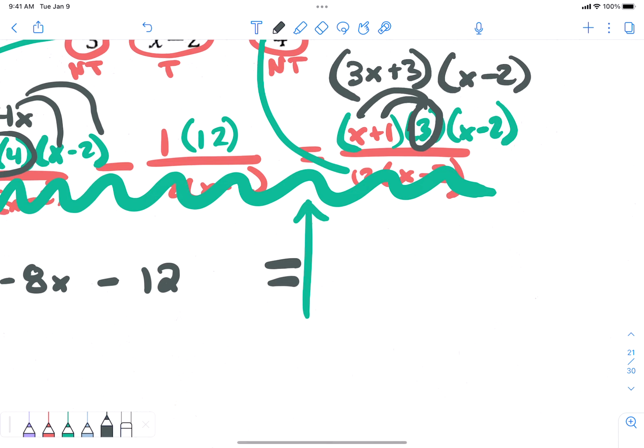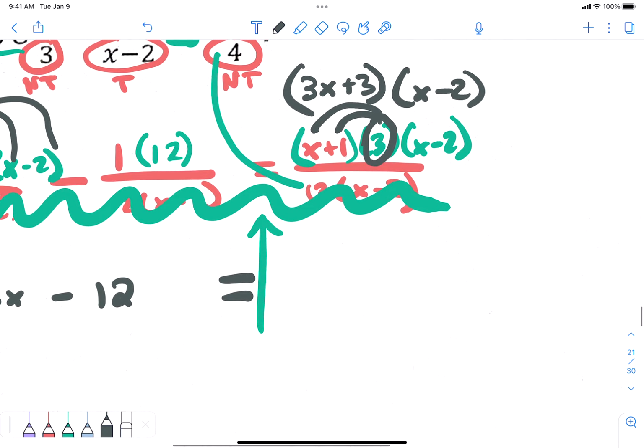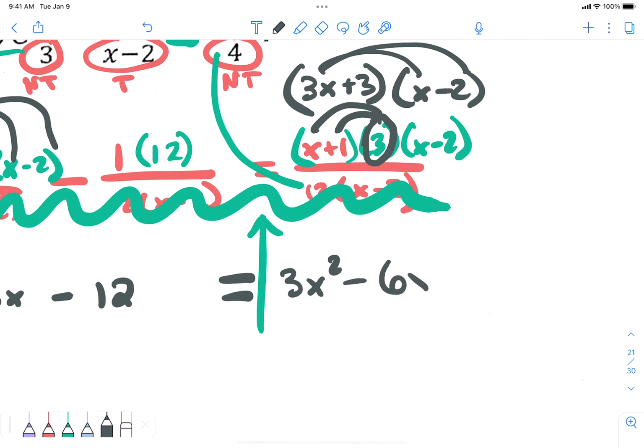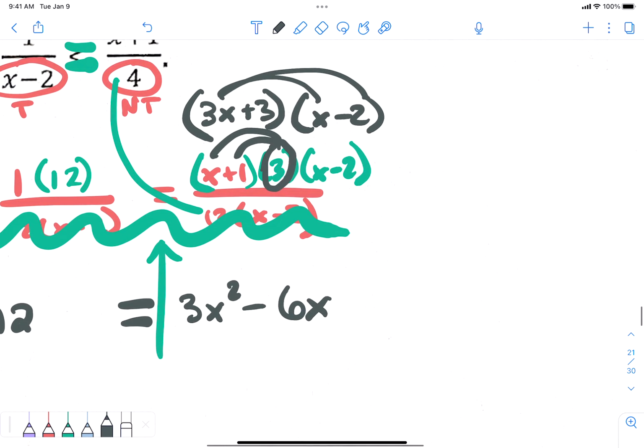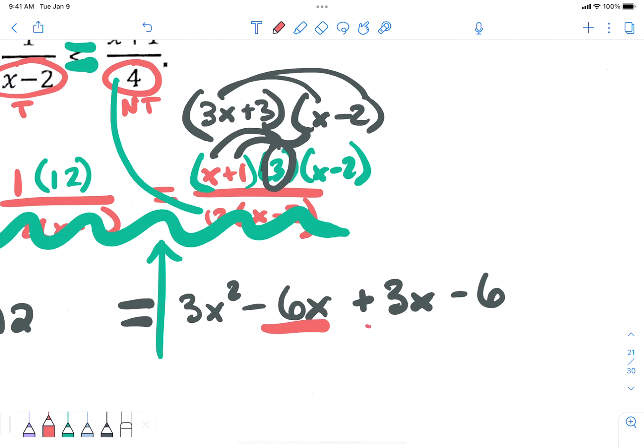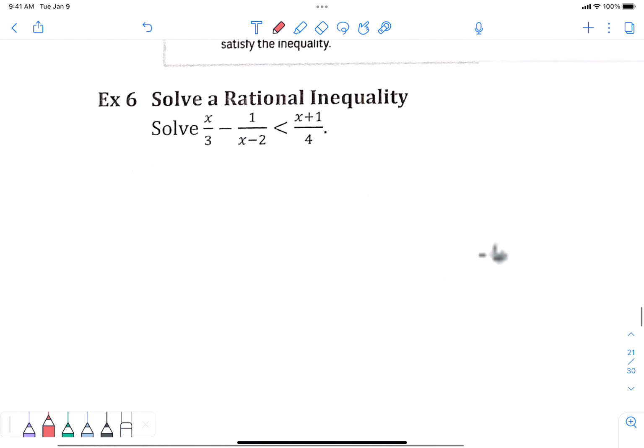How do we do that? What are we doing? FOIL, right? So 3x squared minus 6x, then plus 3x, minus 6. Okay, real quick, I'm going to combine these two because we know we can put those middle two together. Negative 6x plus 3x would be minus 3x. All right, now what's the strategy?